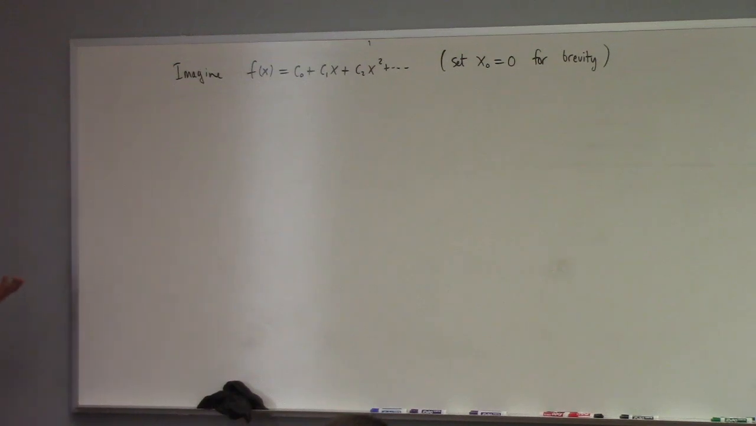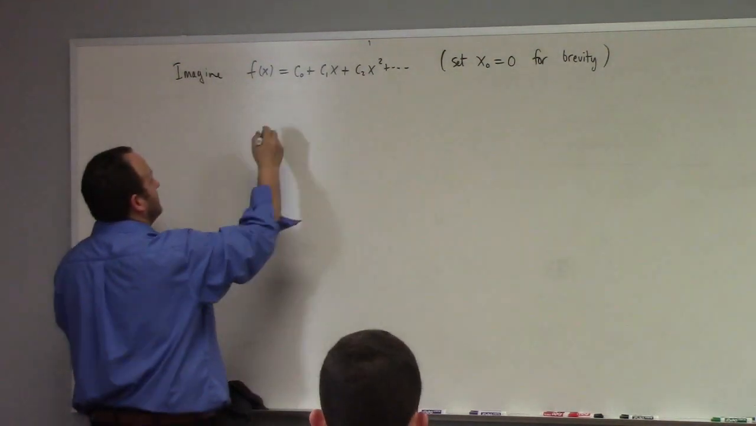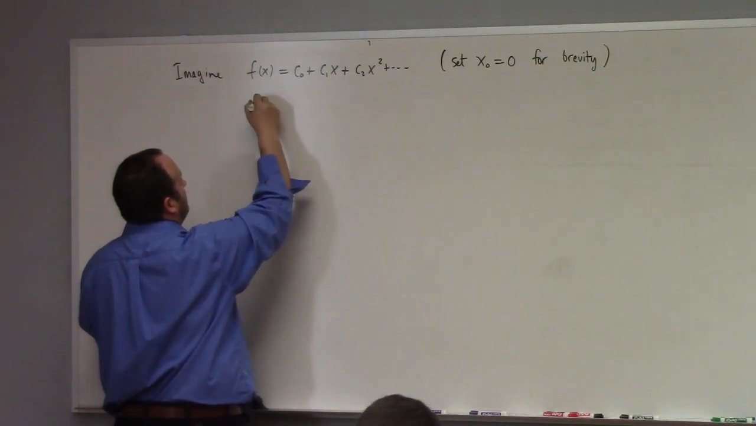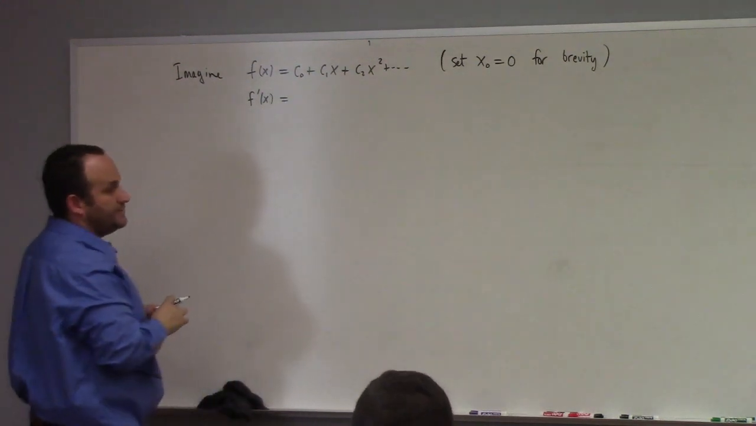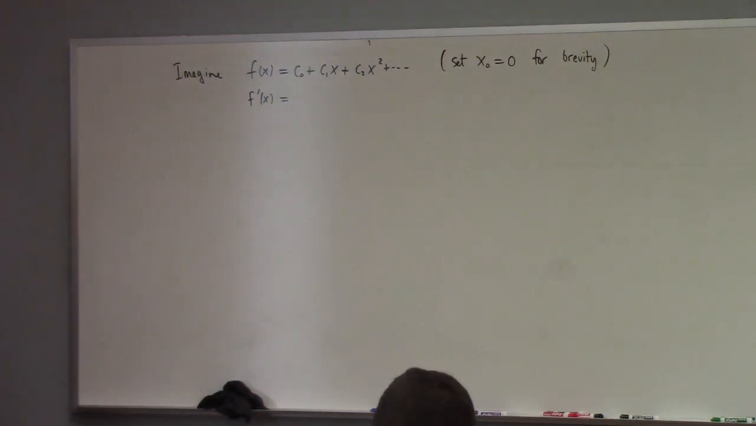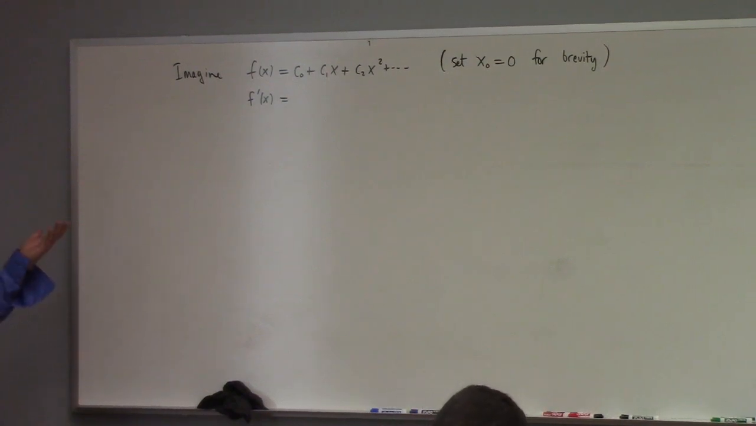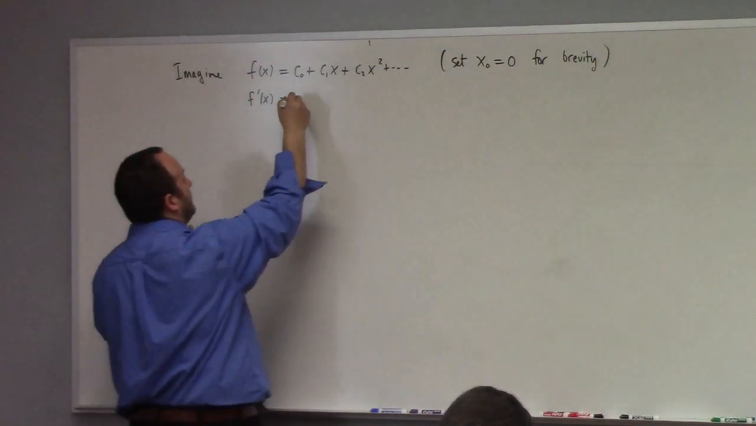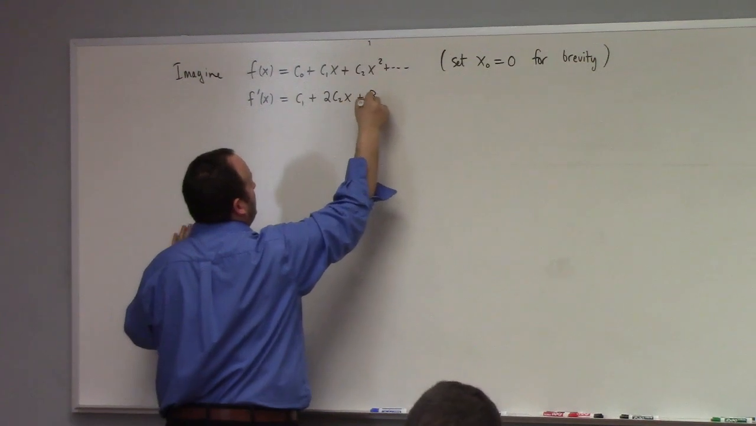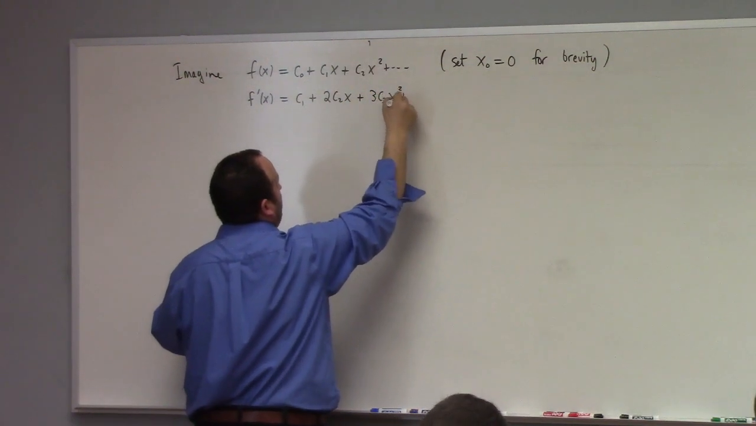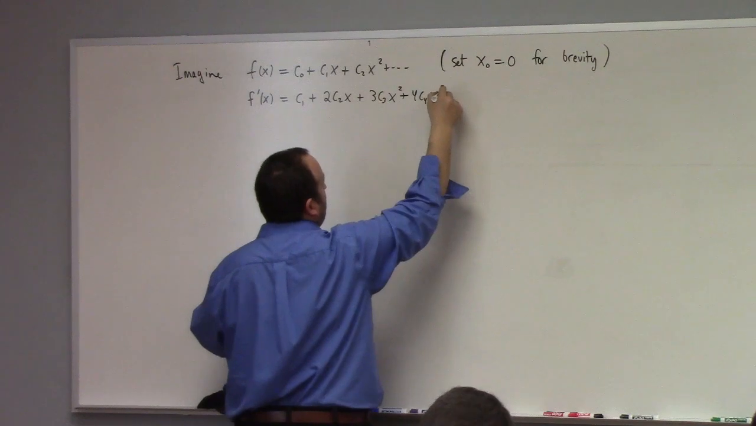So, what's the deal? What is f prime of x equal to? Remember, we've talked about this. You differentiate a series term by term. So what's the derivative of the series? c1 plus 2c2x plus 3c3 x squared plus 4c4 x cubed. I'll just go that far.